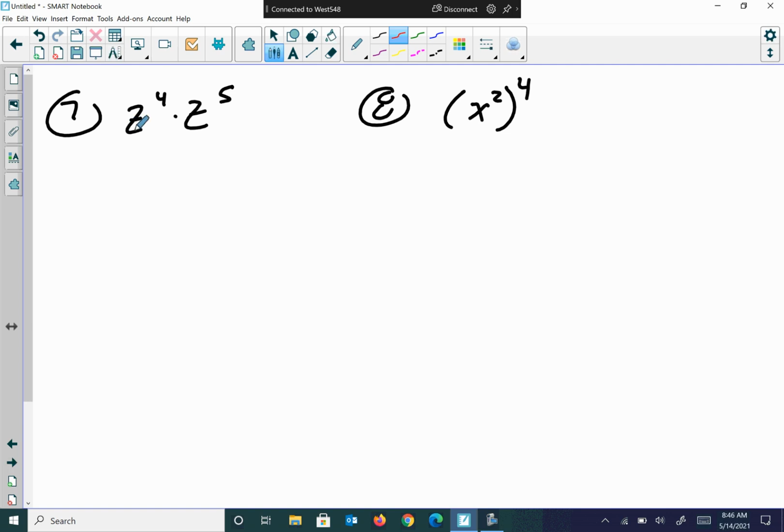All right, number 7, z to the fourth, z to the fifth. Remember, add the exponents. Power to a power, multiply the exponents together. So I get x to the 8th.